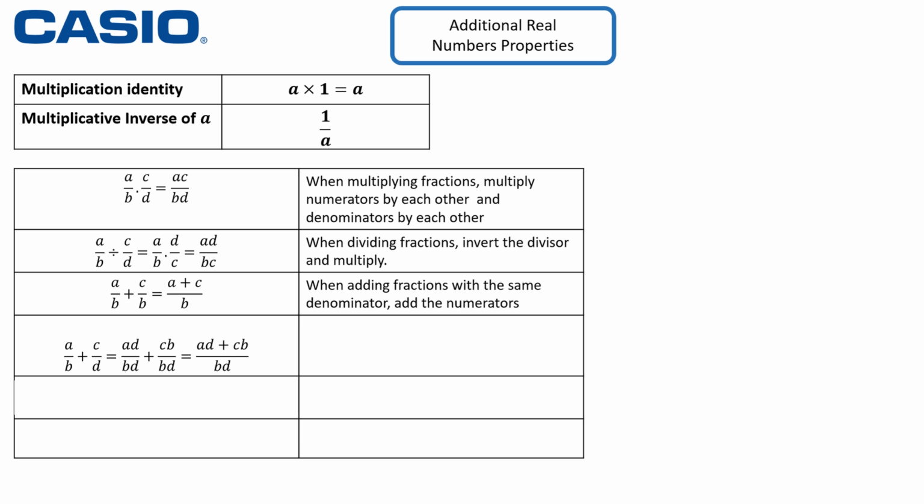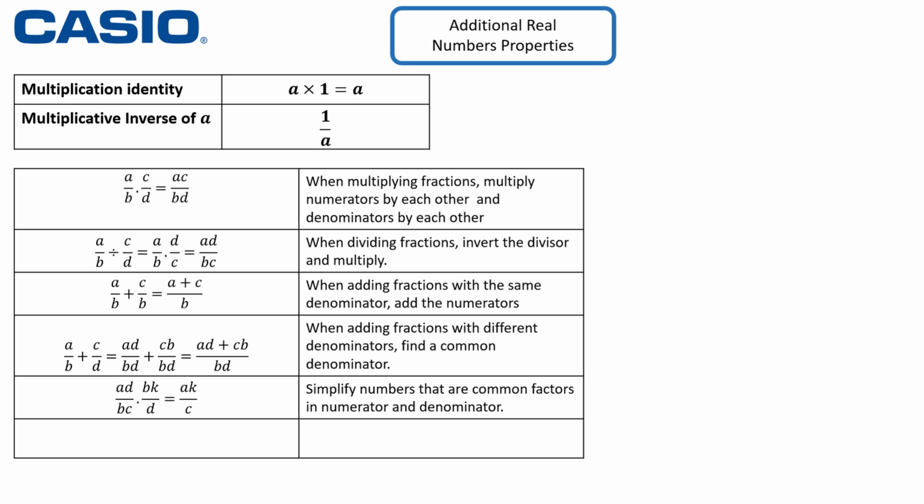Once we have found the common denominator, we find the new numerators by multiplying A by D and multiplying C by B. So we'll get AD over BD plus CB over BD, which is equal to AD plus CB over BD. Simplifying fractions.